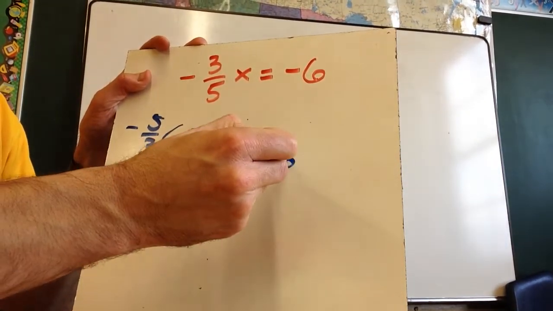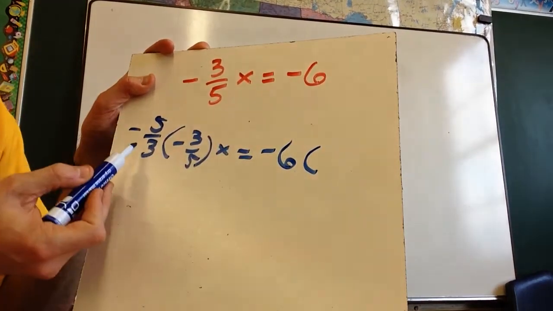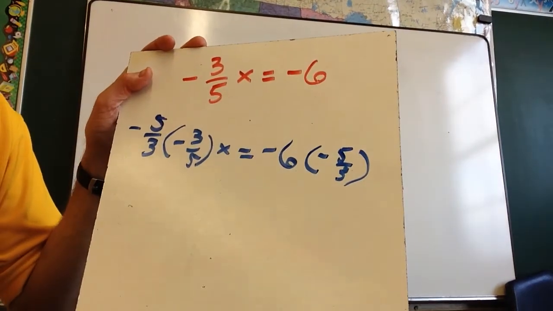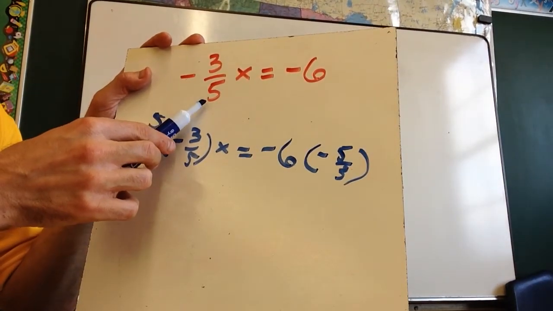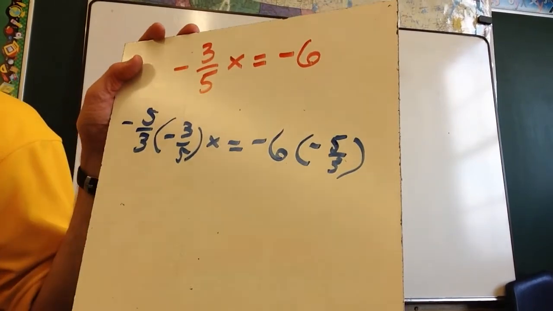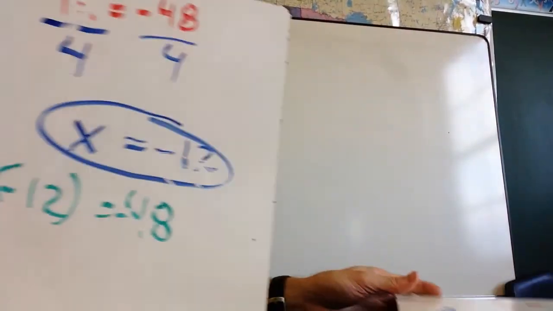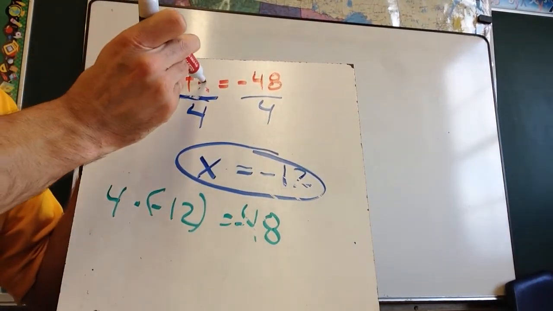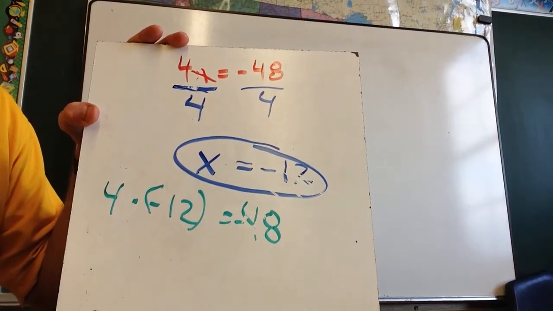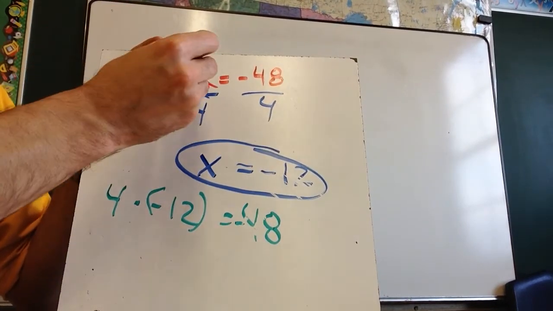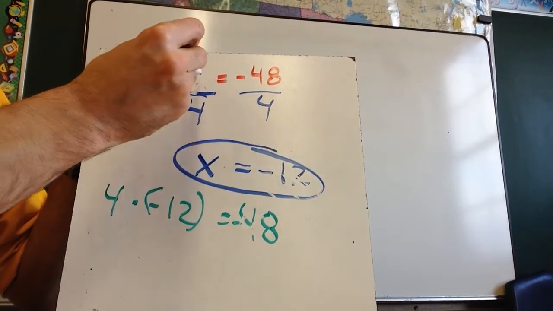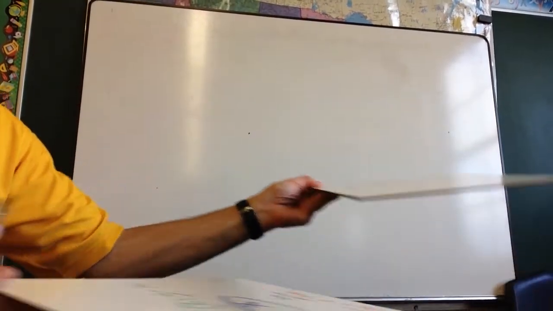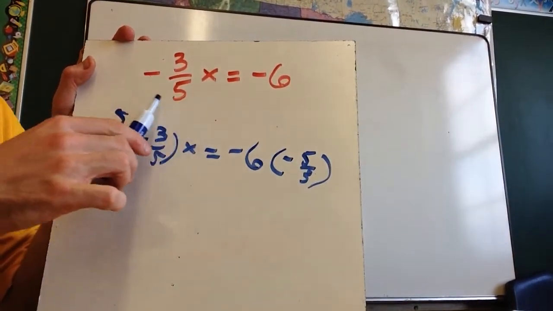However, remember, whatever I do to one side, I have to do to the other side, which means I need to multiply this side by negative 5/3. Okay, the other way you can see it is, let's come back to this problem. So if you look at this problem, we took the number that was in front of the x. So there was a 4 in front of the x, and so what I did was divided 4 to both sides. Well, you're really doing the same thing here. You're taking this number, and I'm dividing it to both sides.